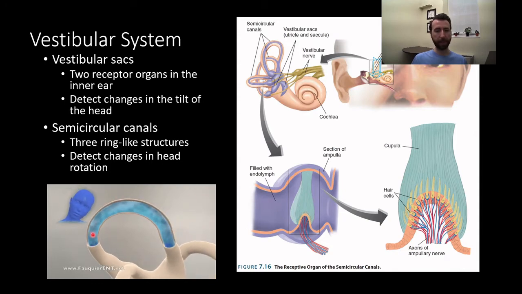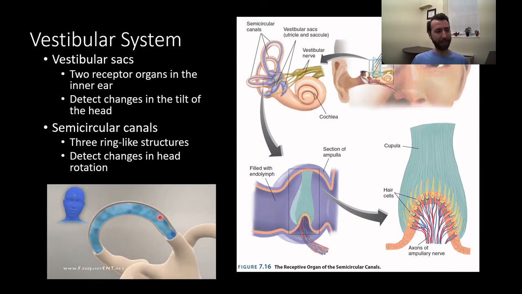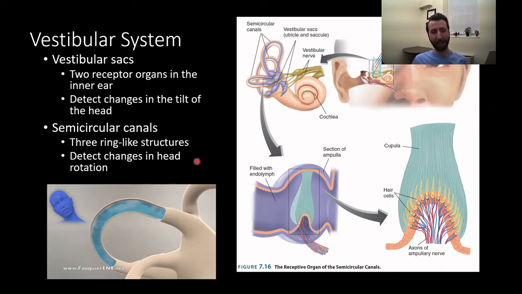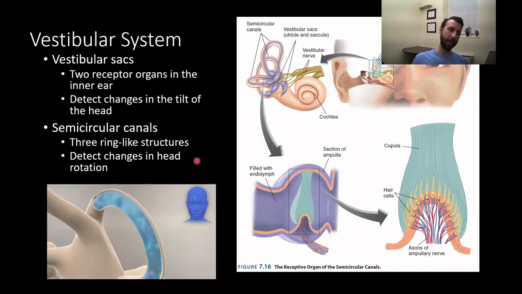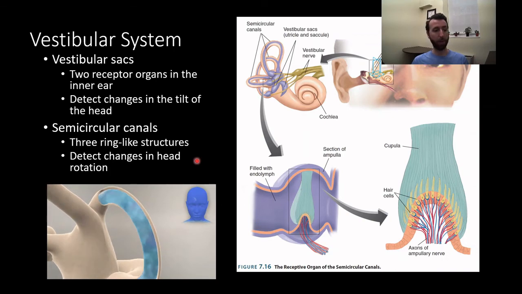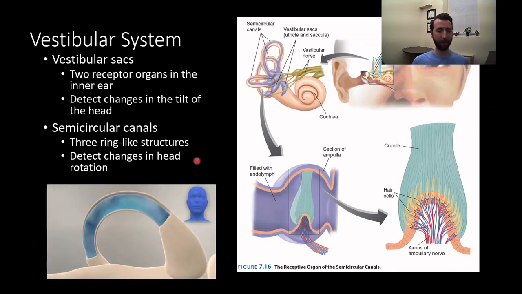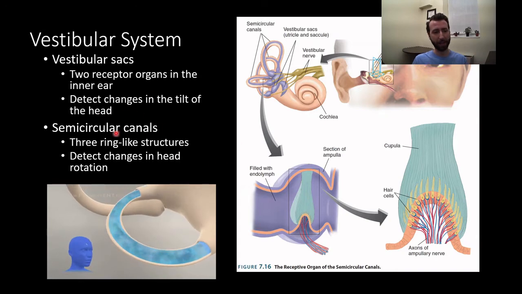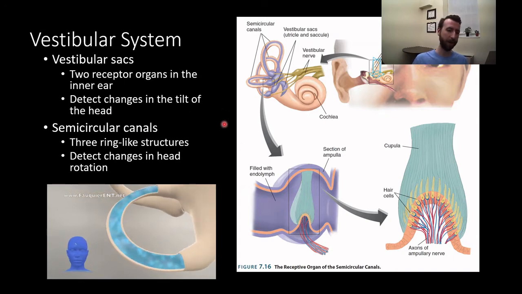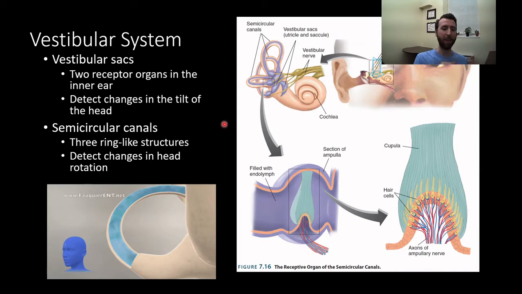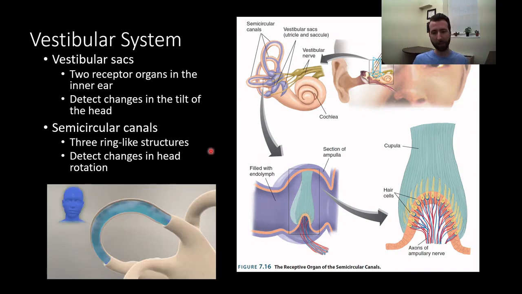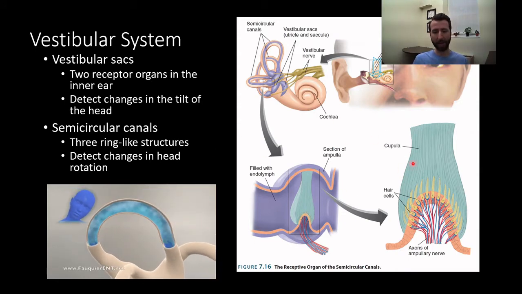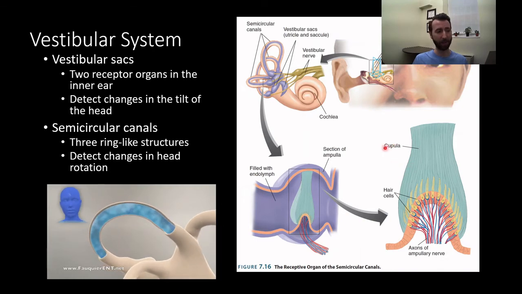So the general idea of how these function is that as your head tilts from one side to the other, the fluid will be caused to move around, right? We have this endolymph that's filling all of these sacs and semicircular canals, and whenever you move your head around, the fluid sloshes in the other direction, which is going to stimulate the receptor organs that we have in these sensory organs.